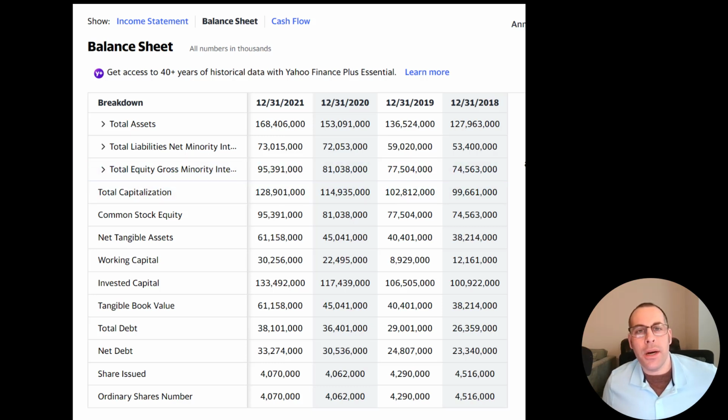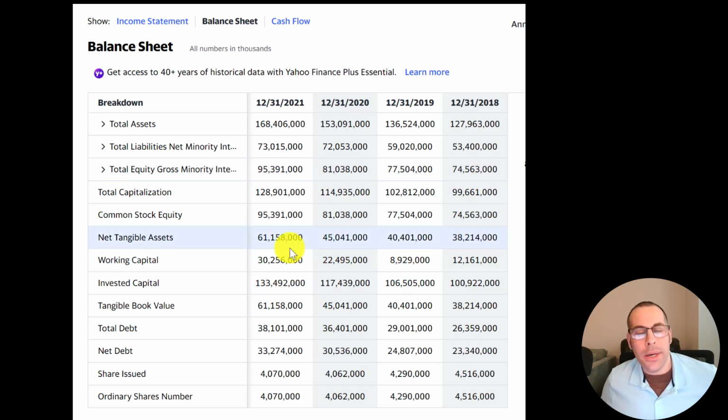In theory, if the company shut down today and sold all its assets, they would get $168 billion. They would use $73 billion to pay off all their liabilities, and the rest would be due to you, the shareholder. Total capitalization is long-term debt plus equity. Common stock equity is the same as this total equity.